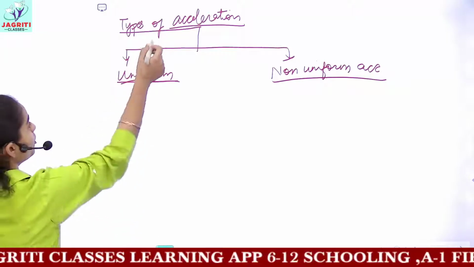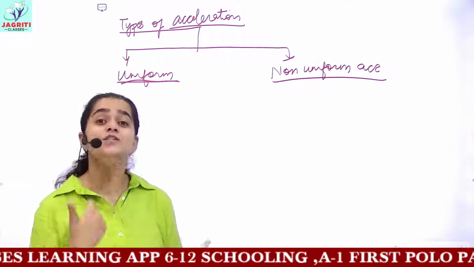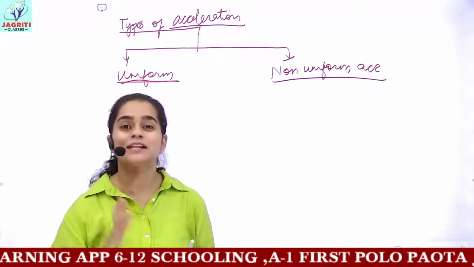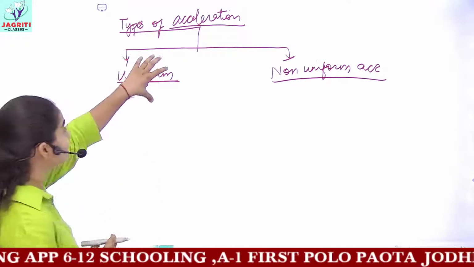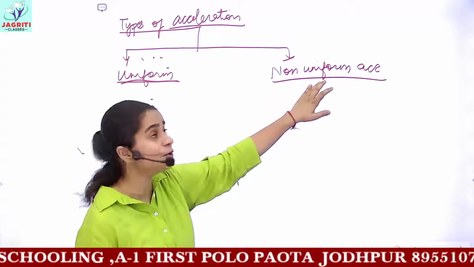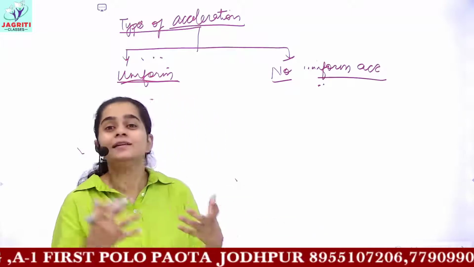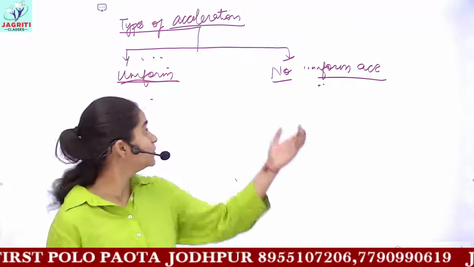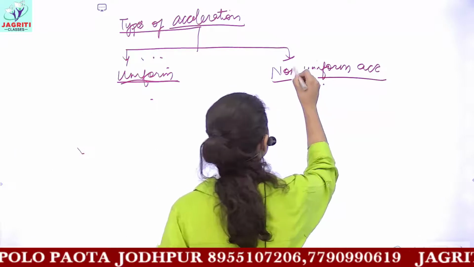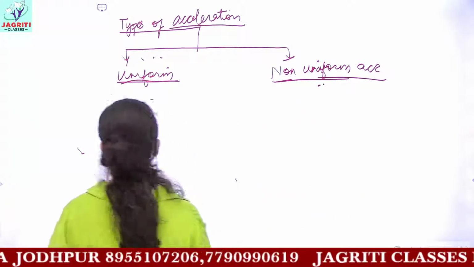So here uniform acceleration would be when an object accelerates uniformly in the given intervals of time. Then you would say it to be uniform acceleration. And non-uniform acceleration would be when this object accelerates non-uniformly in equal intervals of time, then it would be non-uniform acceleration. So these are the two short concepts which we discussed.